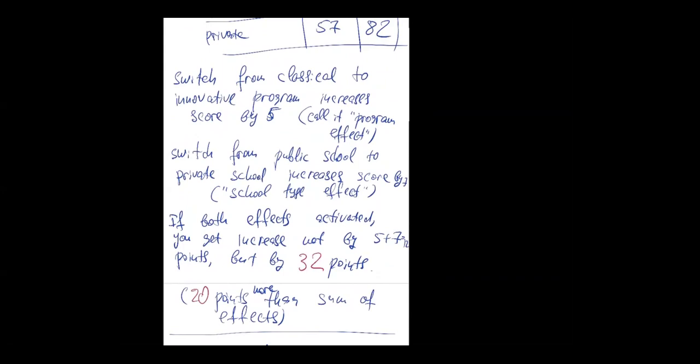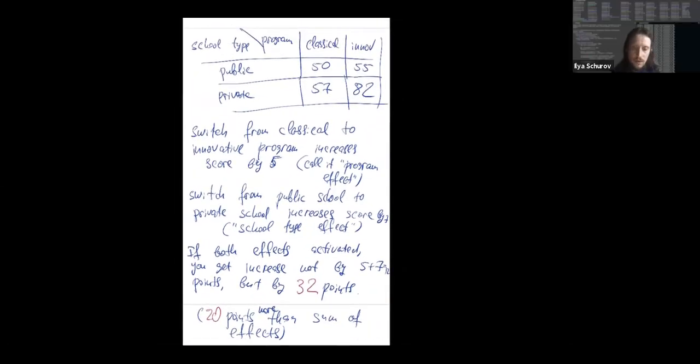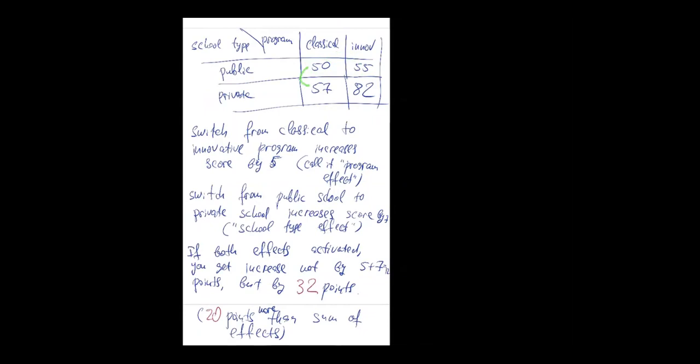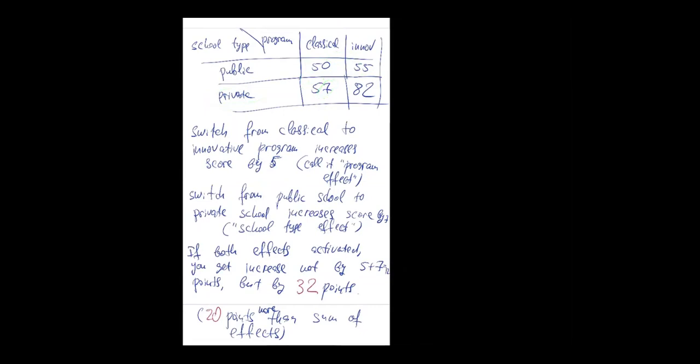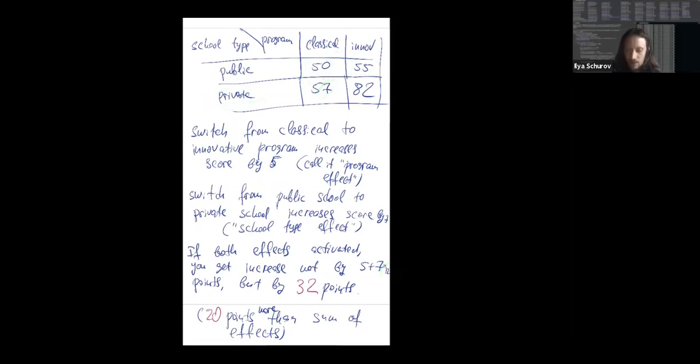But now you counted the difference between public and... Yes, I start with this number, and then if I activate innovative, it increases by 5. If I activate this thing, I add 7. So the sum of two effects is 12. But in fact, the difference between this number and this number is 32. So I have to add 12, and then I have to add an extra 20 points. And these 20 points are the interaction that I want to catch.